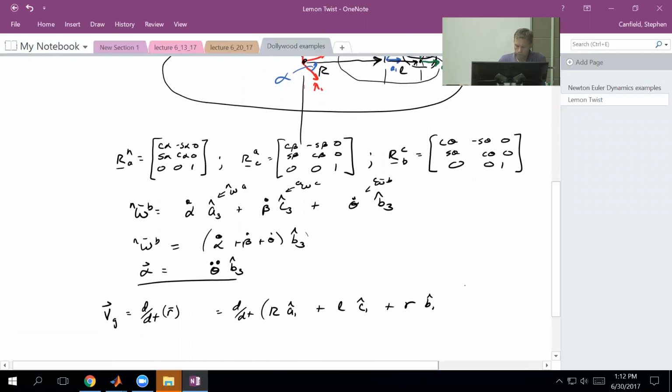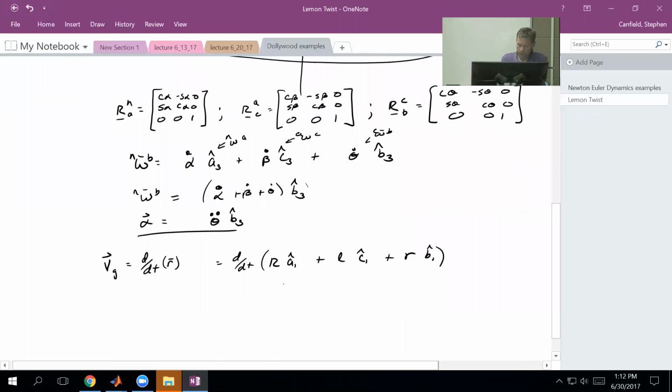I'm going to take the derivative of this. If I take the derivative of everybody in their own frame, R, L, and little r are all constants, so I get zeros. Then I need to take the angular velocity of A with respect to N crossed with this R, A1, plus the angular velocity of C with respect to N crossed L, C1, and finally the angular velocity of B with respect to N crossed with r, B1.